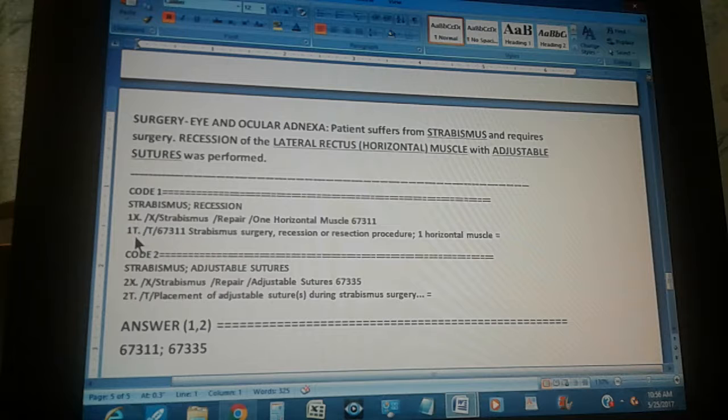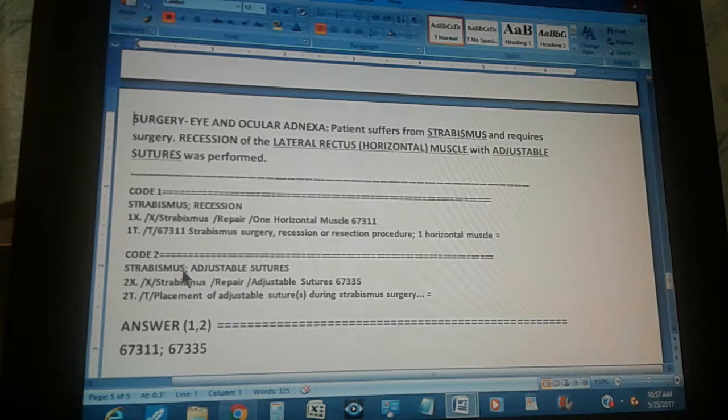So the code 1 through the tabular is checked like this. First you go to tabular. Then you go to 67311. You go to that code, and what does it tell you there? Strabismus surgery, recession or resection procedure, 1 horizontal muscle. So for any recession of 1 horizontal muscle, this is the code, right? So that's why we have an equal sign there, so we found our first code. But now remember that there's adjustable sutures also, so we got to find that.